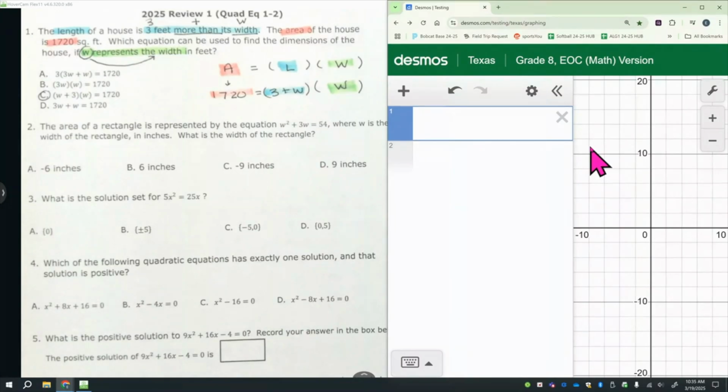Number 2 says the area of a rectangle is represented by the equation where W is the width of the rectangle in inches. What is the width of the rectangle? So for this first problem, I'm going to solve this one by using the box, and for number 3, I'm going to solve it using the quick way. That way we can know both ways.